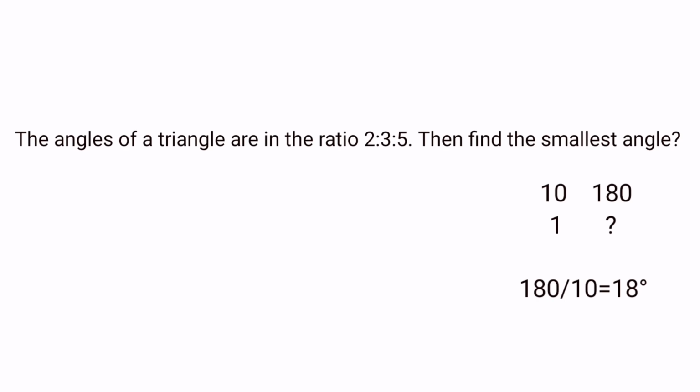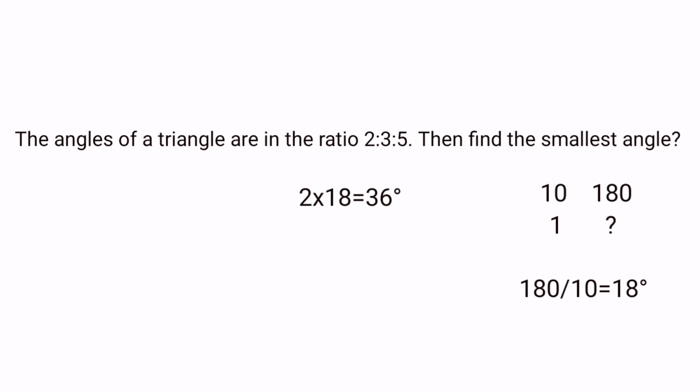So how we can find the smallest angle? In the ratio, the smallest part is 2, right? Here the ratio is 2:3:5. So the smallest angle is corresponding to the smaller value, that is 2. So how to find the angle? 2 into one part, we know it as 18 degree. So 2 parts will be equal to 2 into 18, 36 degree.